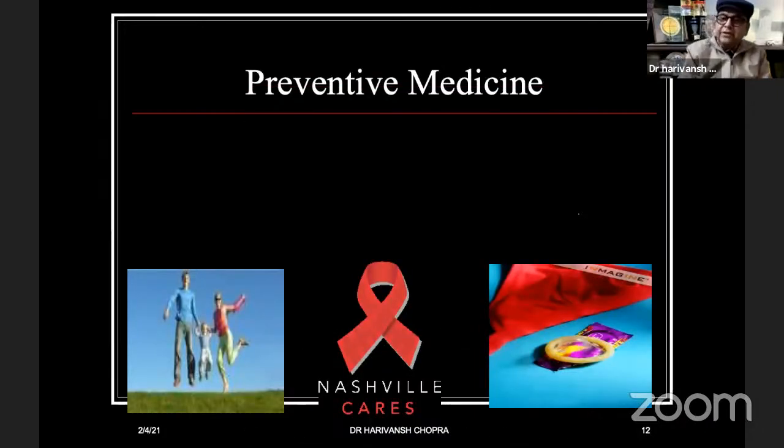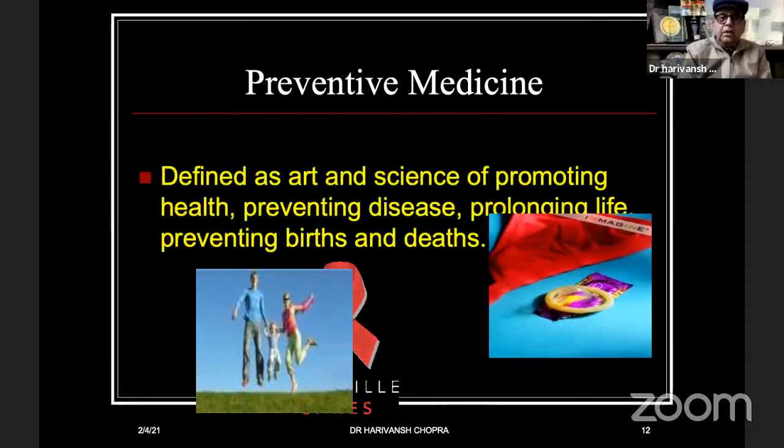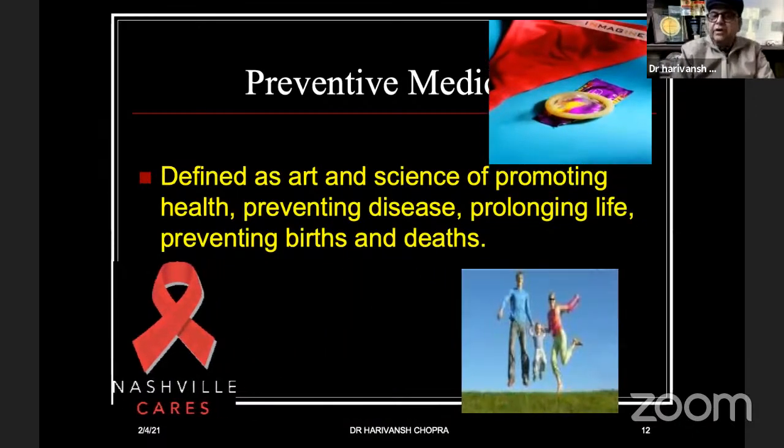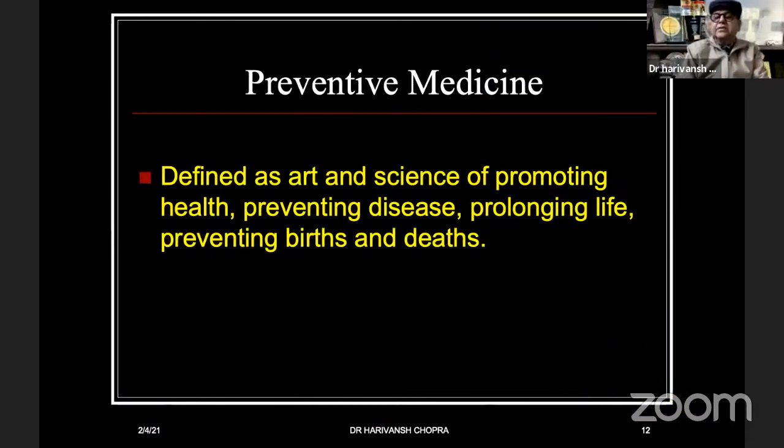Next, we are going to talk about the definition of preventive medicine. So what is preventive medicine? Now, it's very simple. Because the word medicine is there in it, it is defined as an art and science of promoting health, preventing diseases, prolonging life, preventing births and deaths. So you'll have to apply both art as well as science, and you are going to talk about the interventions which are there in pure primary prevention, right?